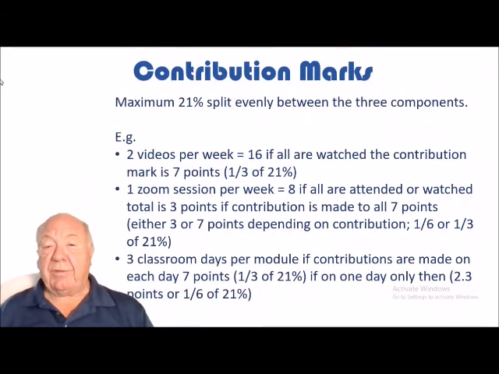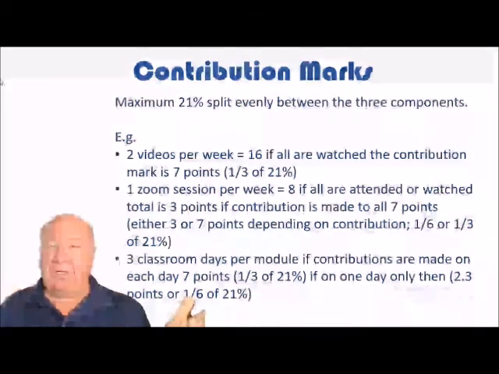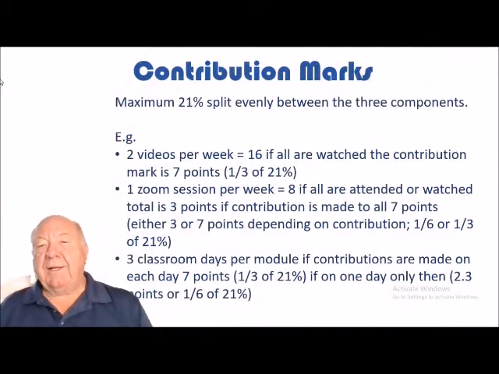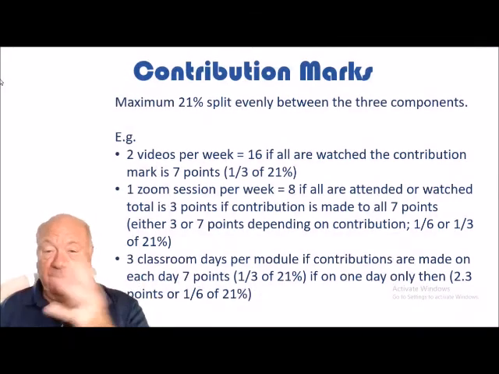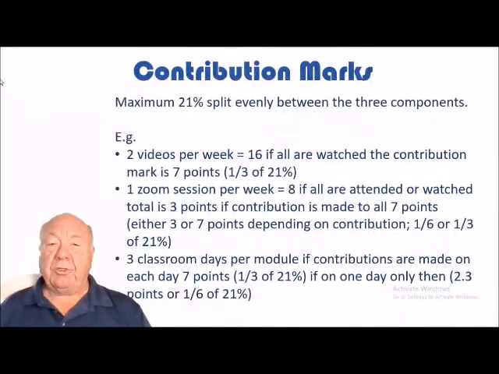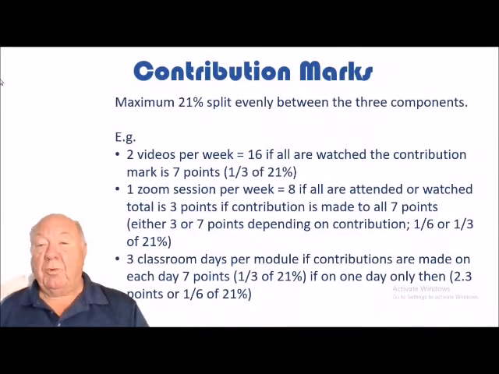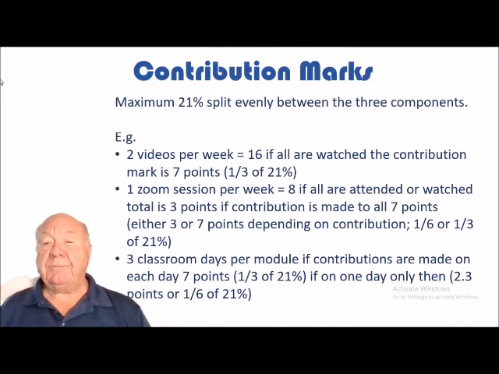Okay, the way the marking works on this, as I say, it's 21% of the total mark is split evenly between 3 components. That is video, Zoom sessions, and classroom sessions. Let's use an example, you get 2 videos a week. Sometimes it's going to be more, sometimes 2. Depends on how full the program is. But at most, this is going to be maybe 30 minutes or 45 minutes a week watching videos, at most. But let's say you get 2 a week, that's 16 if this is an 8-week module. If all are watched, the contribution mark is 7 points, which is 1/3 of 21%. So you're already 1/3 of the way there of getting your maximum contribution marks here. If they're not all watched, then of course that 7 points drops proportionally.